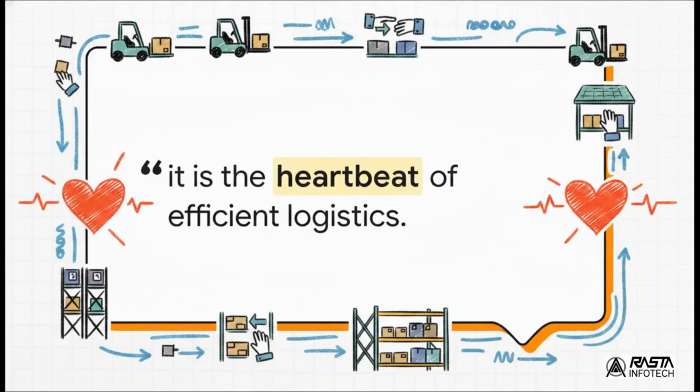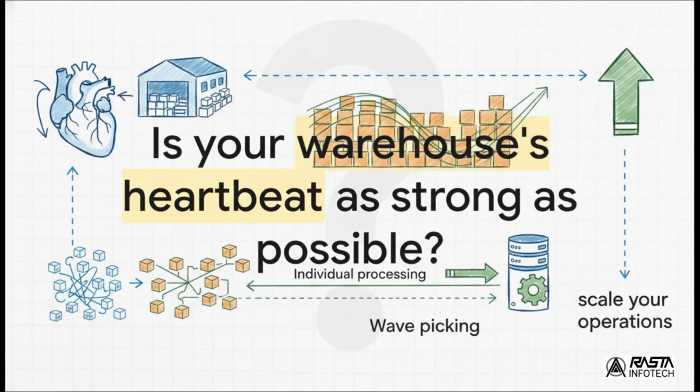This brings us to an incredibly powerful thought from our source material. The transfer order in SAP is more than just a warehouse document. It is the heartbeat of efficient logistics. Every put away, every pick, every transfer, it's a beat that keeps the lifeblood of your supply chain pumping. If it stops, the whole system just flatlines. So I want to leave you with this to chew on. Is your warehouse's heartbeat as strong as it could be? Are you still letting your team struggle with the chaos of individual processing, or are you ready to implement the powerful logic of wave picking to truly scale your operations?